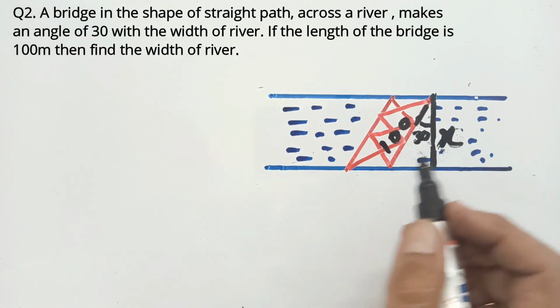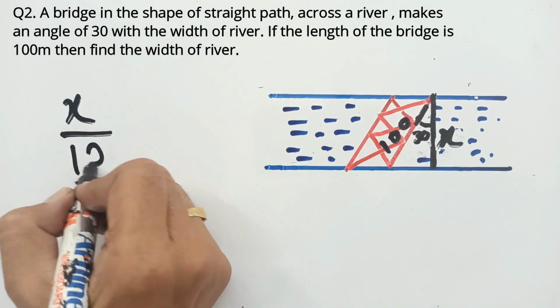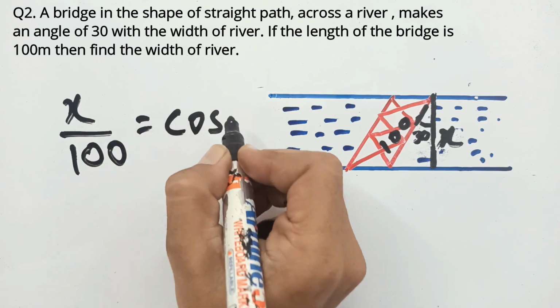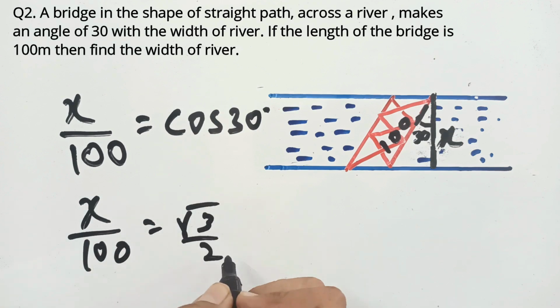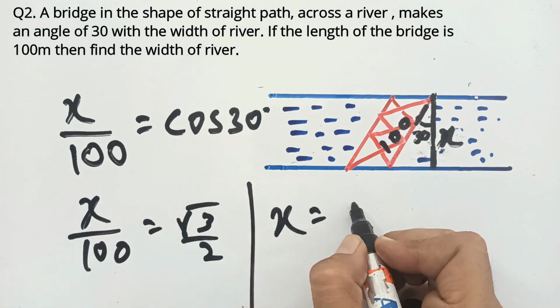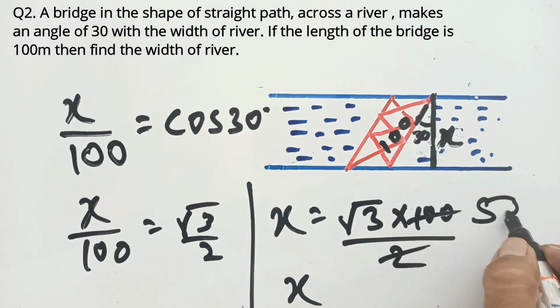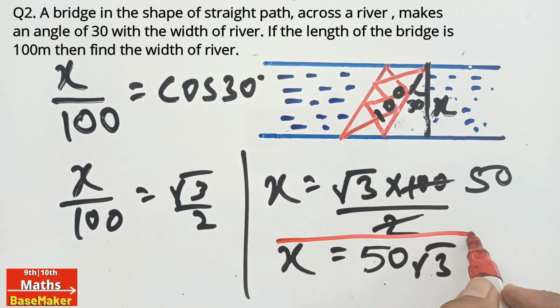So in this triangle, base upon hypotenuse, x upon 100 is equal to cos 30. So the width of the river is 50 root 3 meter.